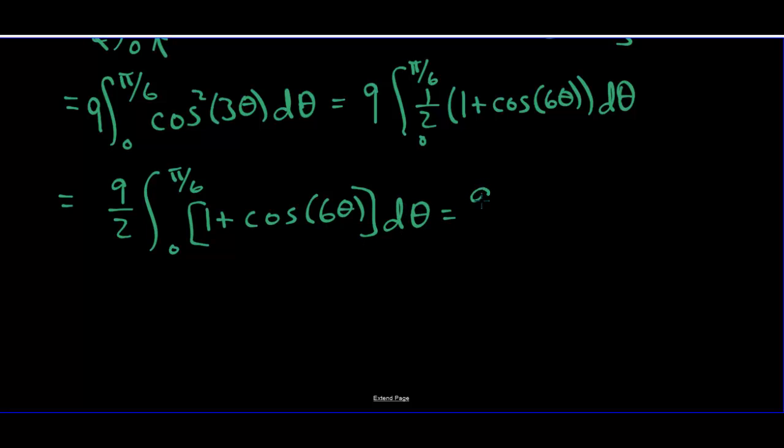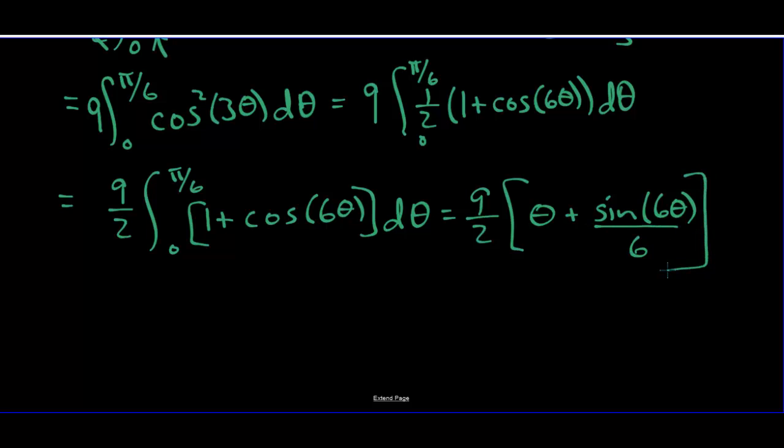And then I can integrate. I can just find the antiderivative, which is easy, because this is theta. Now the antiderivative of cosine is sine, divided by 6. Got to remember. Okay. And I'm going from 0 to pi over 6.